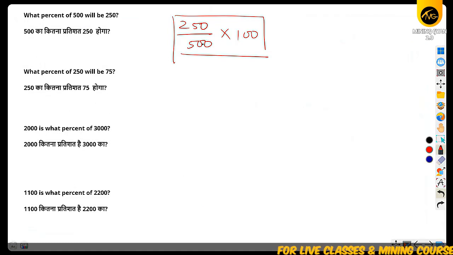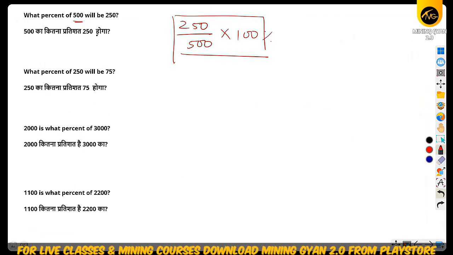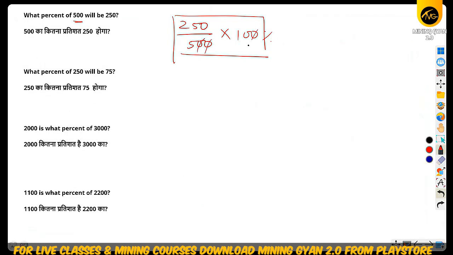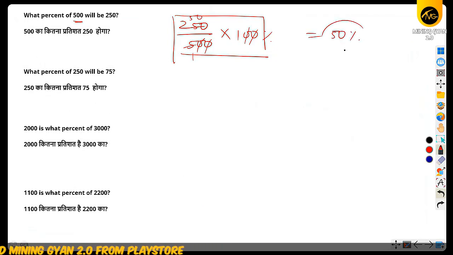250 divided by total, and what is the total? Total is 500, and multiply by 100 and you will get the percentage of 250 of 500. So 0 0 cancel, and now 5 1 ja and 5 5 ja, so 50%. 250 is 50% of 500. Okay, so this is basically the formula to find out the percentage.